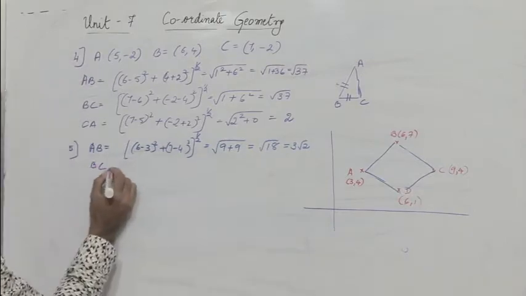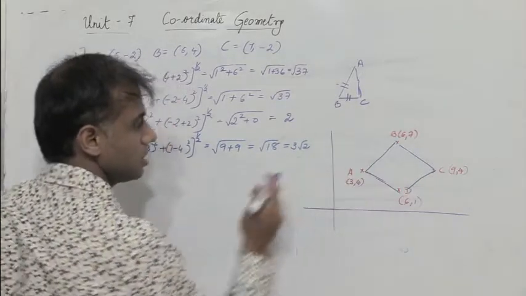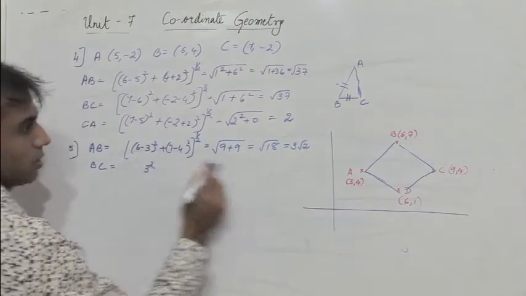Next, BC. So I have 9 minus 6 is 3 square.